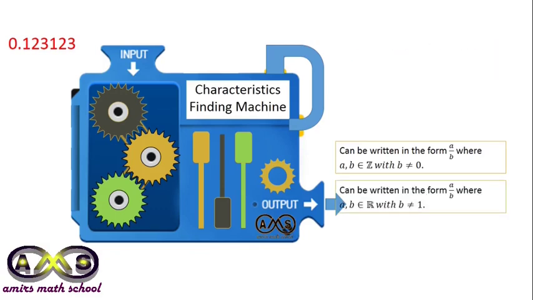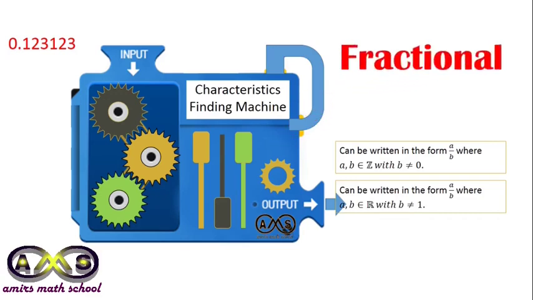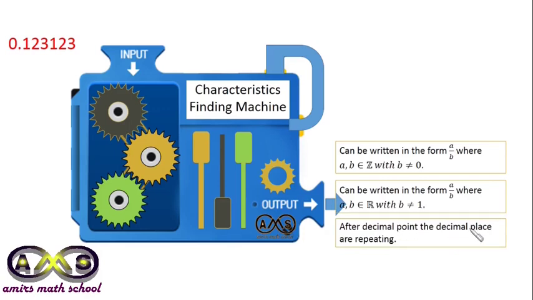Again, can be written in the form a by b, where a, b belong to real numbers, with b not equal to 1, which is again very much related to the previous one. That is, the given number is a fractional number. After the decimal point, the decimal places are repeating. You see here 1, 2, 3, 1, 2, 3. This one is repeated. So we can say this number is a repeating decimal.